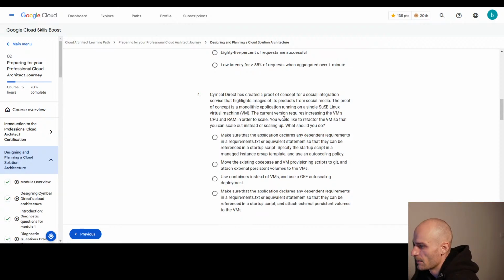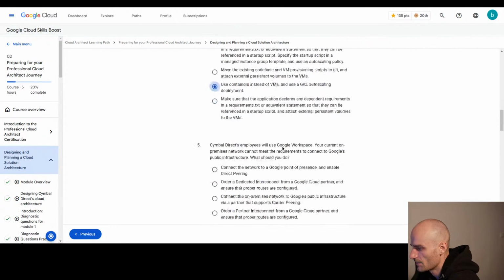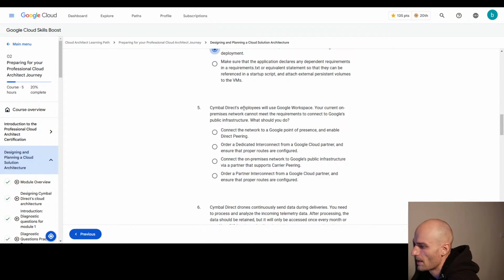Symbol Direct has created a proof of concept for a social integration service that highlights images of products from social media. The current version requires increasing CPU in order to scale. Scale out instead of scaling up. Use containers instead of VMs and use GKE autoscaling deployment. Symbol Direct employees will use Workspace. Here we have to use carrier peering via partner.